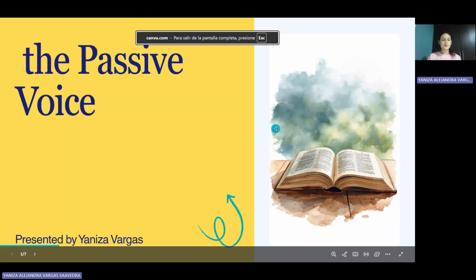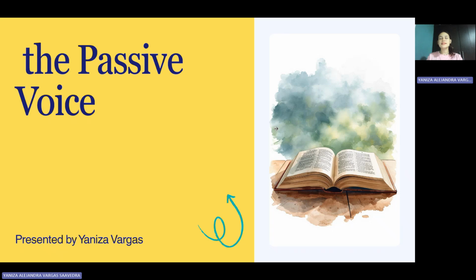Perfect. The passive voice. What is the definition of passive voice? In the active voice, the subject performs the action. For example, the teacher explained the topic. But in the passive voice, the subject receives the action. For example, the topic was explained by the teacher. Do you see the difference?